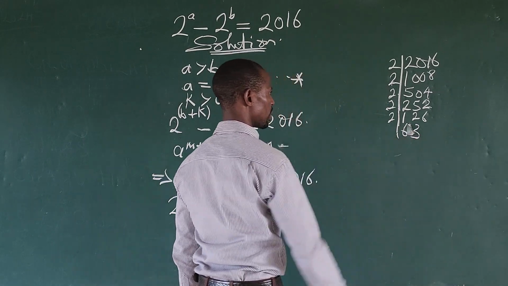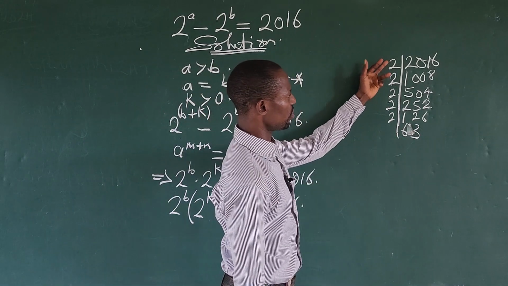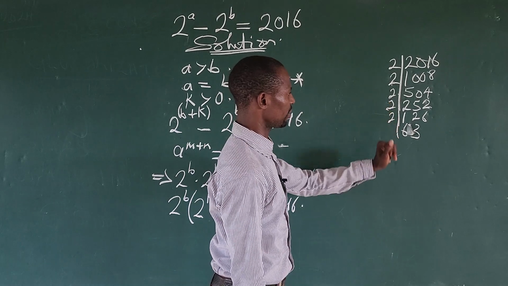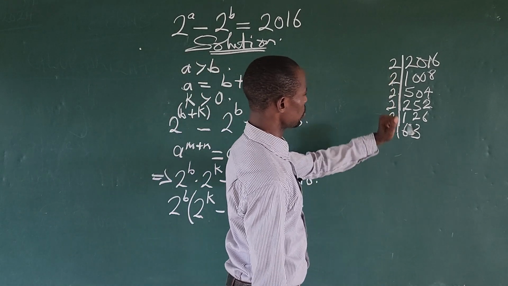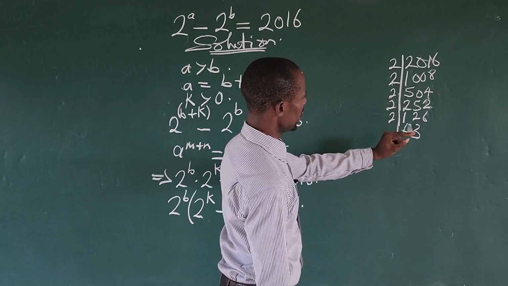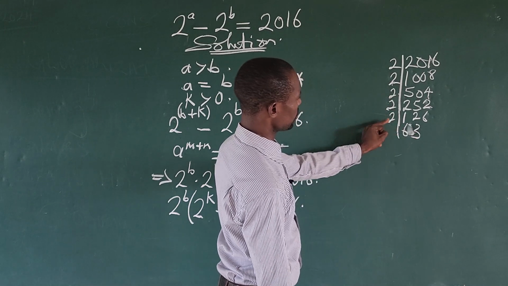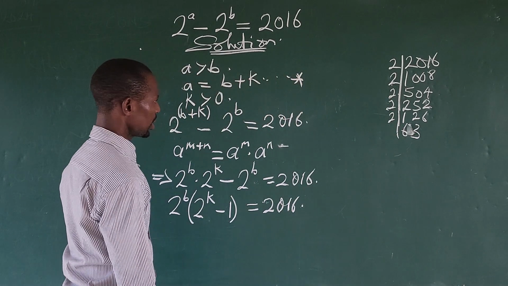Okay, so 2 cannot go into 63. How many 2s do we have? 1, 2, 3, 4, 5. Good. So we can multiply this out now. 2 times 2 gives us 4, times 2 gives us 8, times 2 gives us 16, times 2 gives us 32.